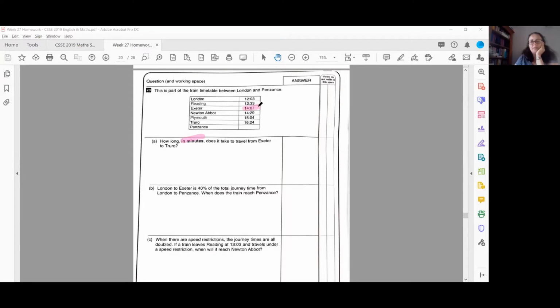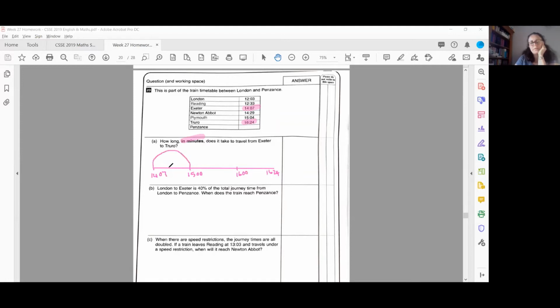So it leaves Exeter at 14:07, arrives in Truro at 16:24. The easiest thing to do here is to go along and create a timeline and annotate. So we're departing at 14:07 and we are arriving at 16:24. And if we fill in the hours, after 14:07 it would be 1500, and then we would be at 1600 here. And because we're asked for minutes, we can do all of this in minutes. So there are 60 minutes in an hour.